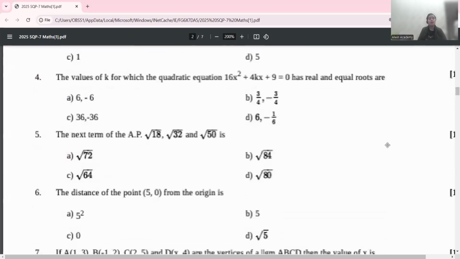Going to the next question, the value of k for which the quadratic equation this has real and equal roots are. Now, for a quadratic equation to have real and equal roots, we know that D or discriminant should be equal to 0.